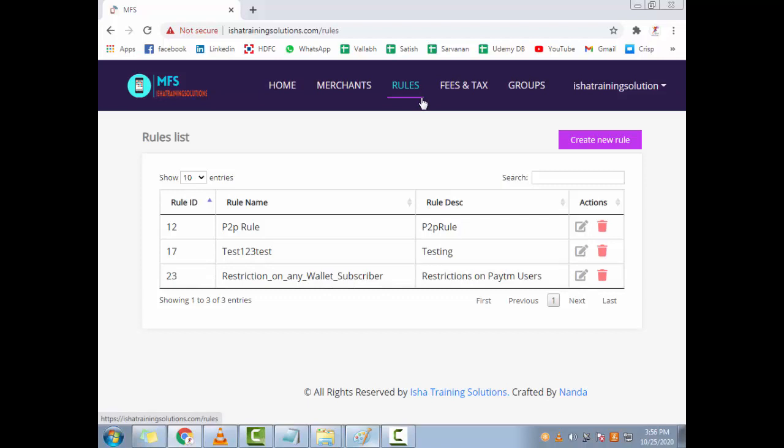Next one, again I will create a rule only, but let's say this is for the merchants. A merchant is like a Pizza Hut guy, or a supermarket, or some Walmart, they accept Paytm payments as well, right? So now we wanted to apply some rules on them. Let's see how we can apply the rules on them.